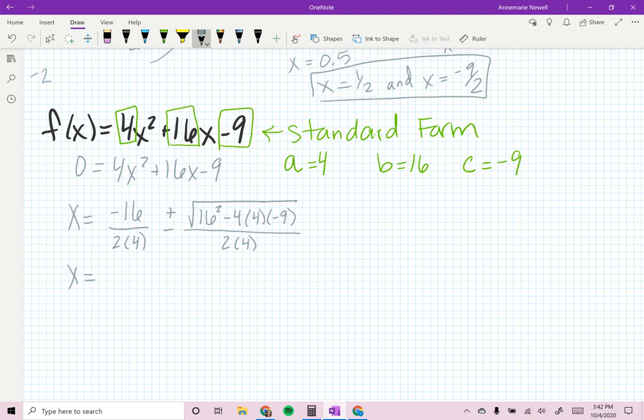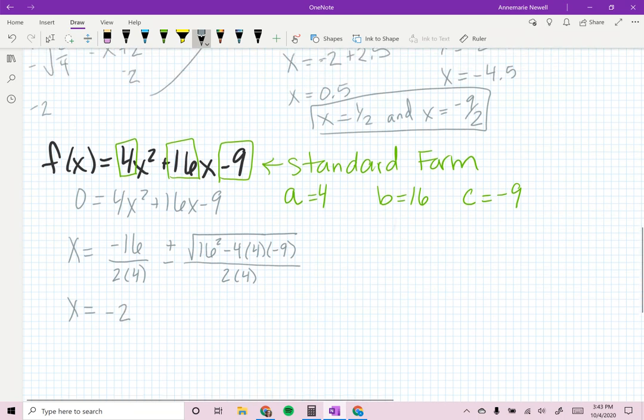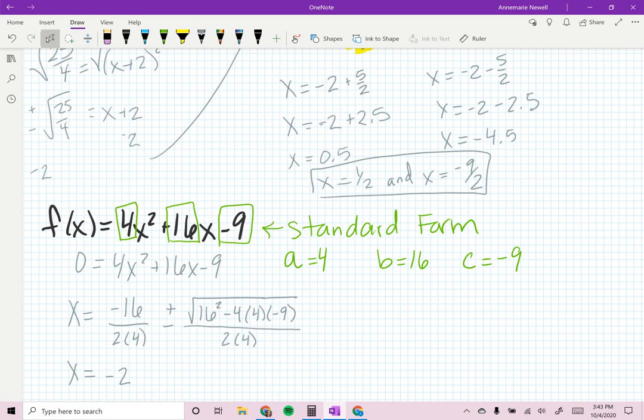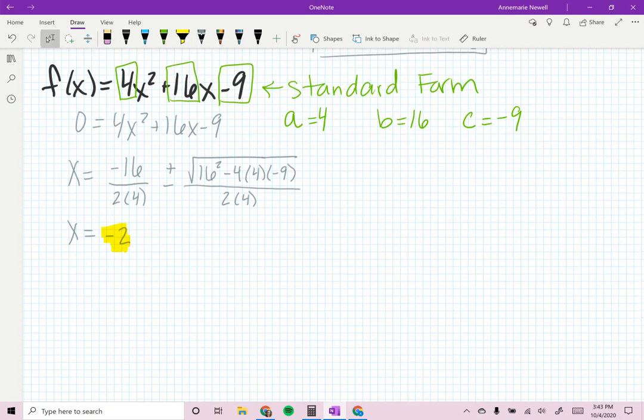Okay, so we're going to get x is equal to -16 over 2 times 4, which is 8. -16 over 8 is -2. Whoa, whoa, whoa. Isn't that the same -2 that we have up here? Yes, it is. These are the same -2s, okay? Then, I'm going to plus or minus the square root. 16 squared is 256. If I have a minus, but this is also a minus, it becomes a plus. 4 times 4 is 16, times 9 is 144, and I'm dividing by 8, okay?